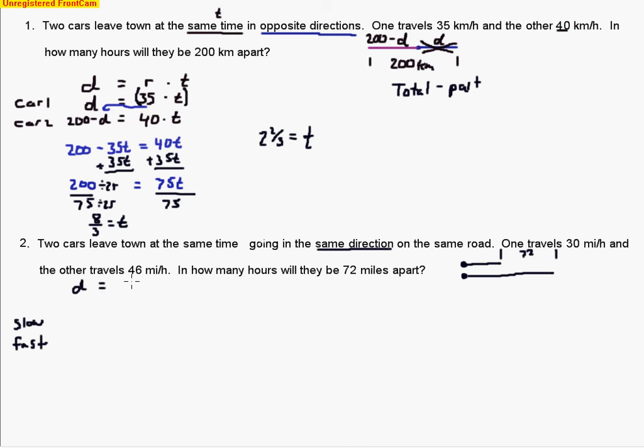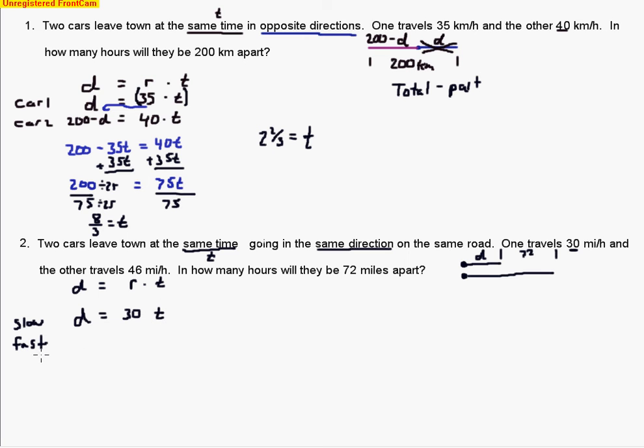D equals R times T. So the distance for the slow car, well, we don't know what that is, so let's call it D. Let's just put in D right there. So distance was D. The rate we do know. It said 30 kilometers per hour. So I could put 30 in there. And then T. We don't know the time, but we do know they left at the same time. So that's when we use a variable, T.